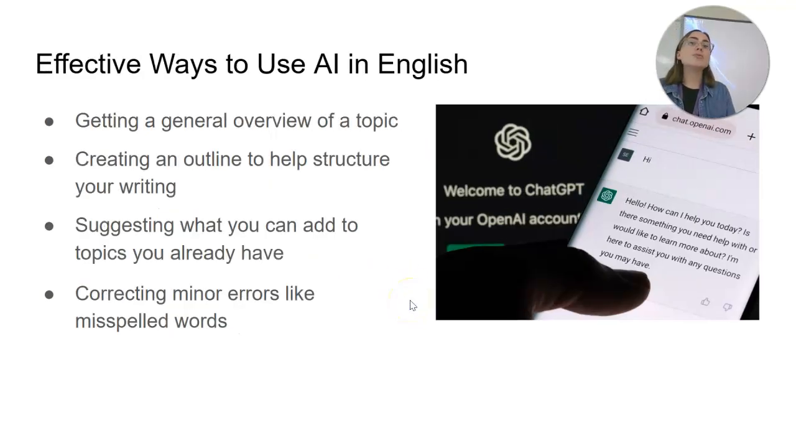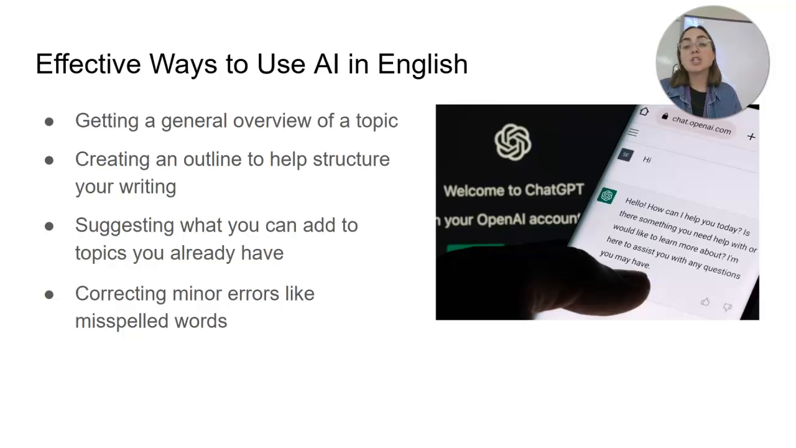So what are some effective ways we could use AI in English class specifically? One thing we could do is get a general overview of a topic. So for example, you could type into ChatGPT, give me an overview of symbolism or metaphor, and it would explain that topic to you. Another effective way you could use it is creating an outline to help you structure your writing. So you could say, I am going to write an essay about this topic. What is a general structure or outline you might use?